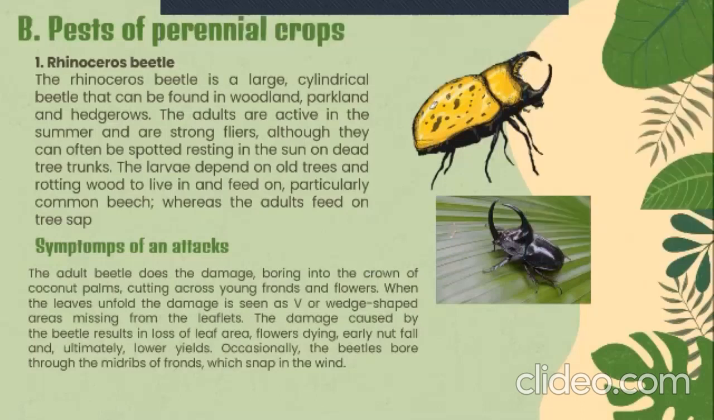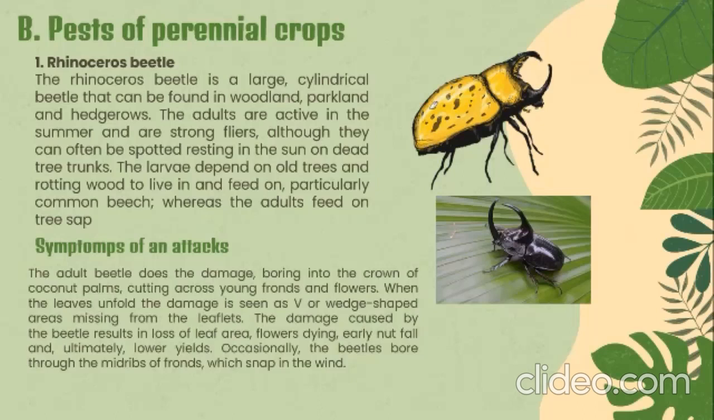And then there are pests of perennial crops, the Rhinoceros beetle. The Rhinoceros beetle is a large cylindrical beetle that can be found in woodland, parkland, and hedgerows. The adults are active in summer and are strong flyers, although they can often be spotted resting in the sun and on dead tree trunks. The larvae depend on old trees and rotting wood to live in and feed on, particularly common beech, whereas the adults feed on tree sap.